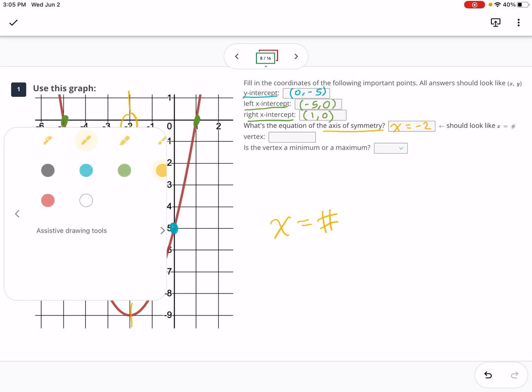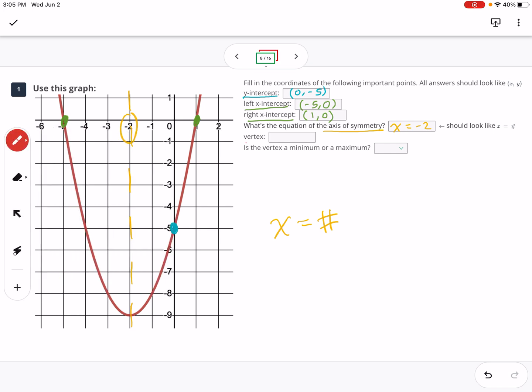Okay, now where is the vertex? The vertex is where the graph turns. It's right here. Notice it is on the axis of symmetry. It's always going to be on the axis of symmetry. So see this x value here? That's always going to be the x value of the vertex. And then what's the y value? It's right here. Okay, it's -9. So the vertex is (-2, -9).